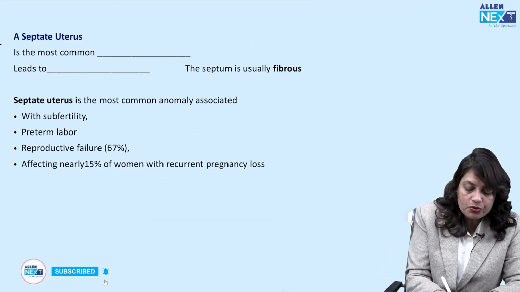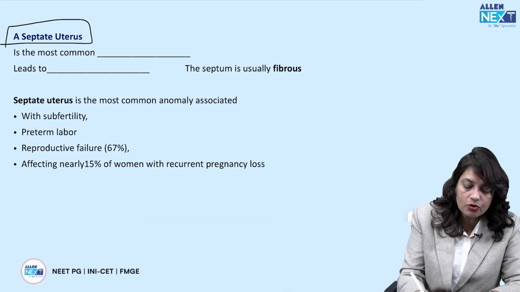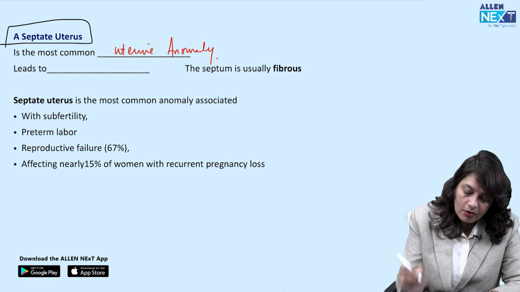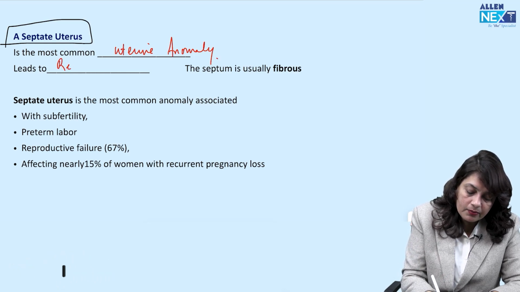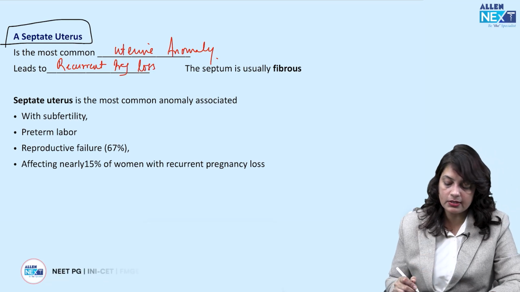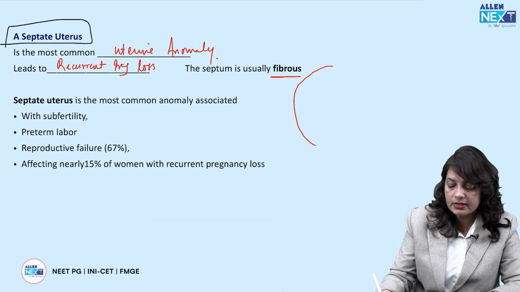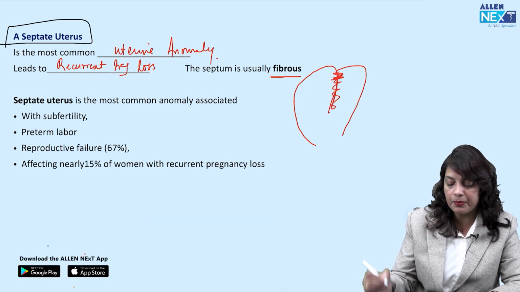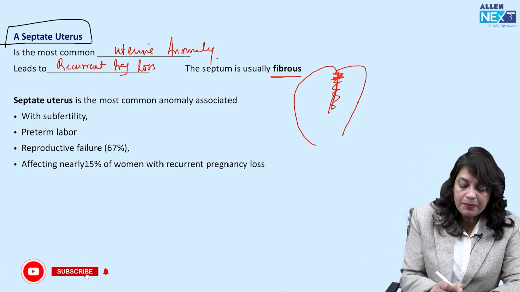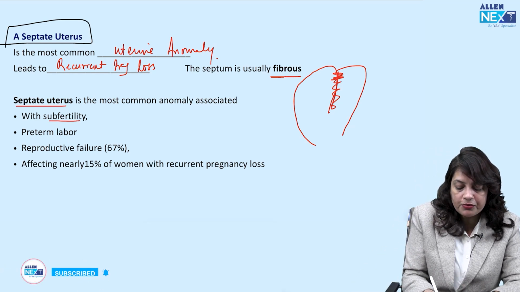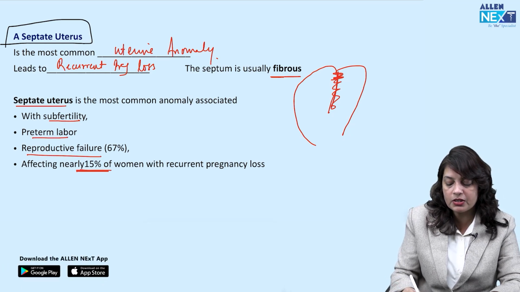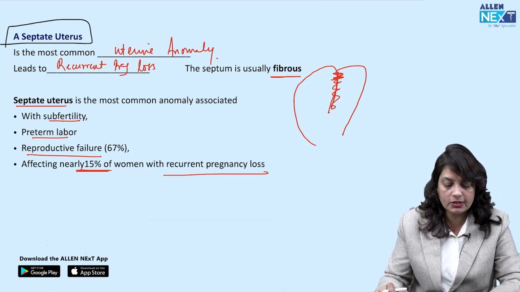So septate uterus is the most common uterine anomaly which is leading to recurrent pregnancy losses, and the septum is usually a fibrous septum, but there can be a little bit of vascularity present. Septate uterus is associated with subinfertility, preterm labor, and reproductive failure. Nearly 15% of the patients have recurrent pregnancy losses.